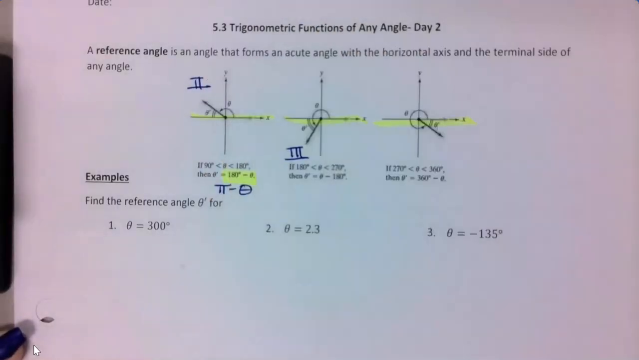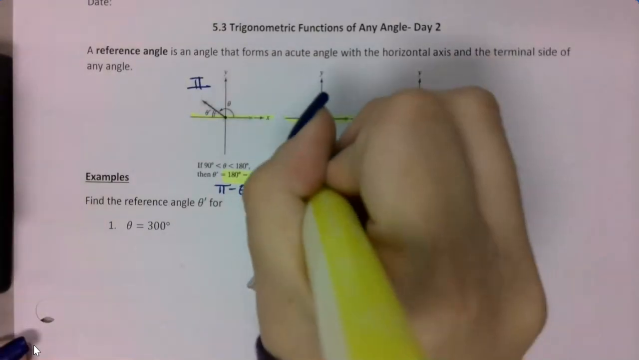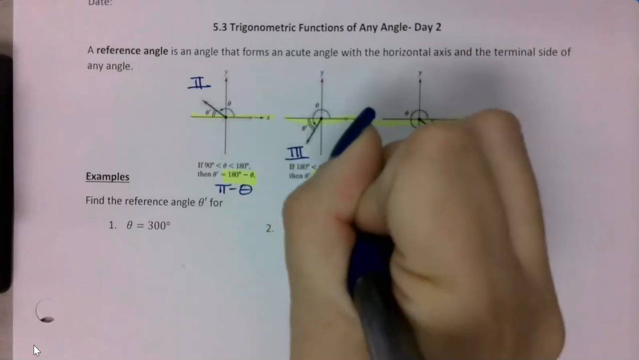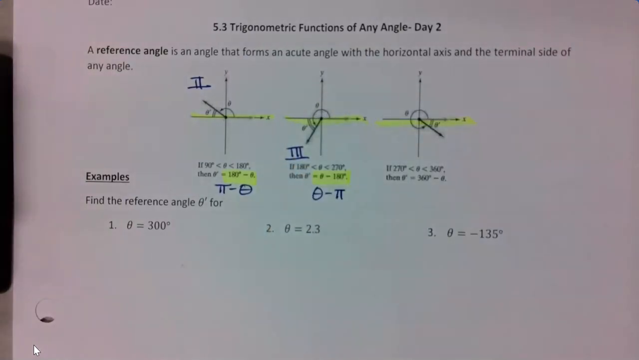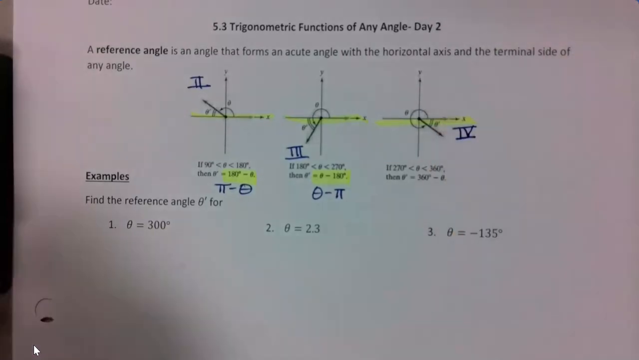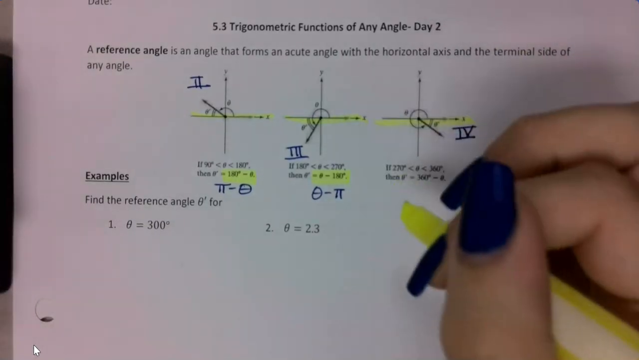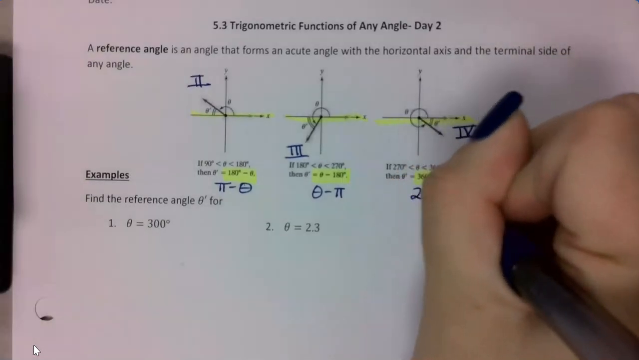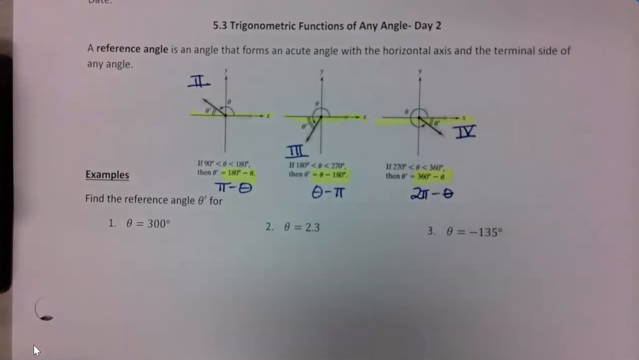Okay? So then if it's in the third quadrant, you're going to take the number and subtract 180. And again, if it's in radians, you're going to take the angle and subtract pi. And then if we're in the fourth quadrant, you're going to take 360 and subtract your angle. Or if we're in radians, 2 pi and subtract your angle. That's not that bad. And you'll never be asked for a reference angle in the first quadrant because it's always itself.